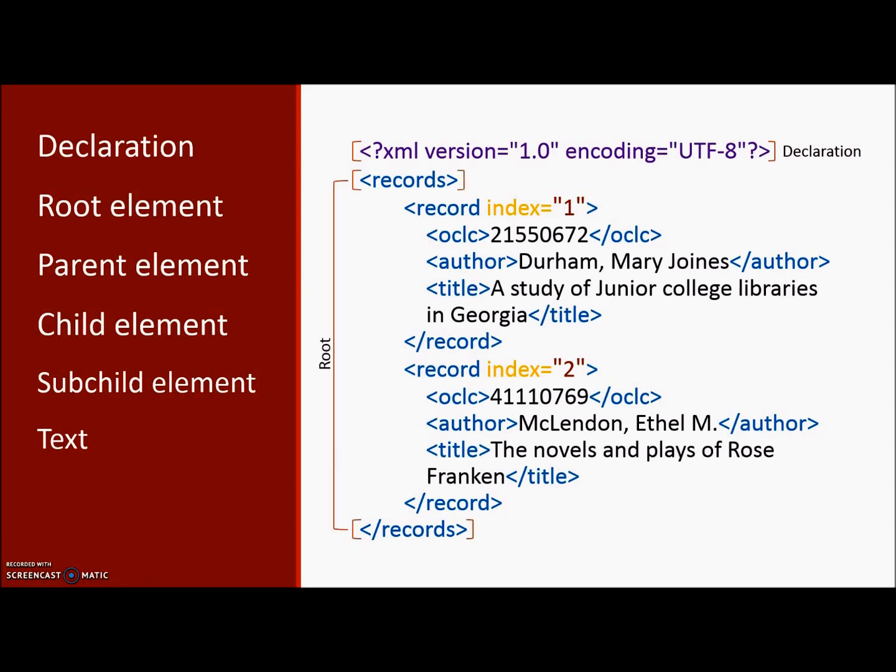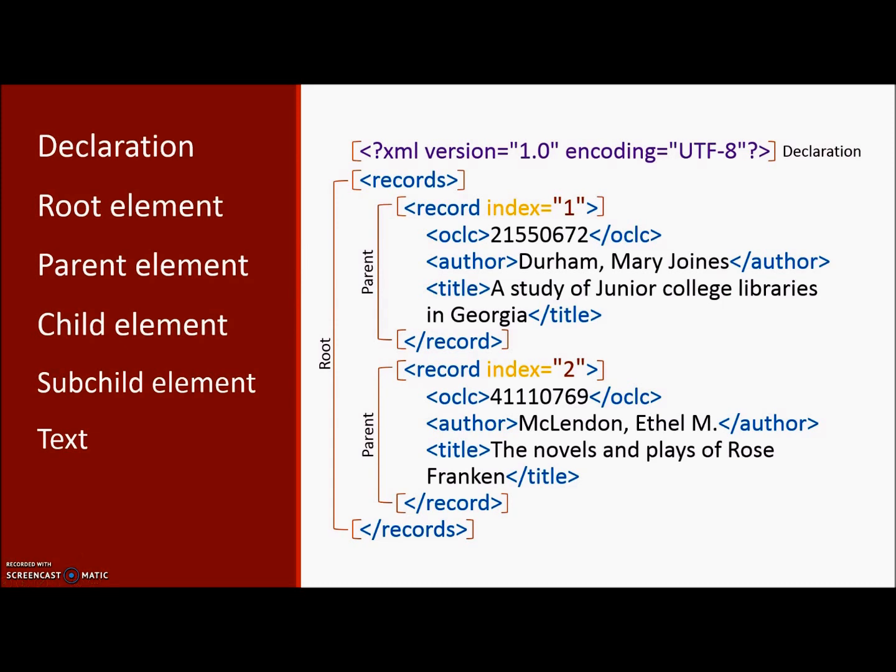Next, we have the root element. This element encloses all other metadata within it. You can only have one root element. Everything will be enclosed within this one root element. All metadata can be traced back to this root element. And in this example, you can see that the root, which contains all of the metadata, is called records. And within the records, you have individual records that have metadata within them.